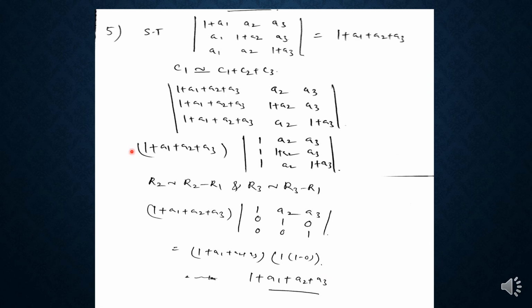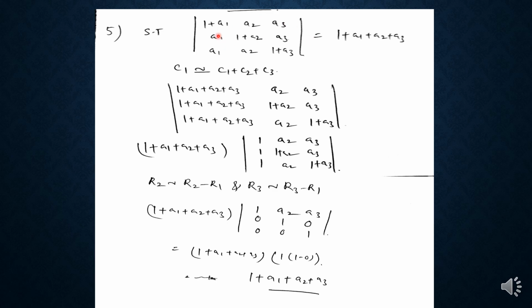So see this problem once again. We have given 1 plus a1, a2, a3, a1, 1 plus a2, a3, a1, a2, 1 plus a3. So in the solution we have to prove that it equals 1 plus a1 plus a2 plus a3. So in this we have all the terms.